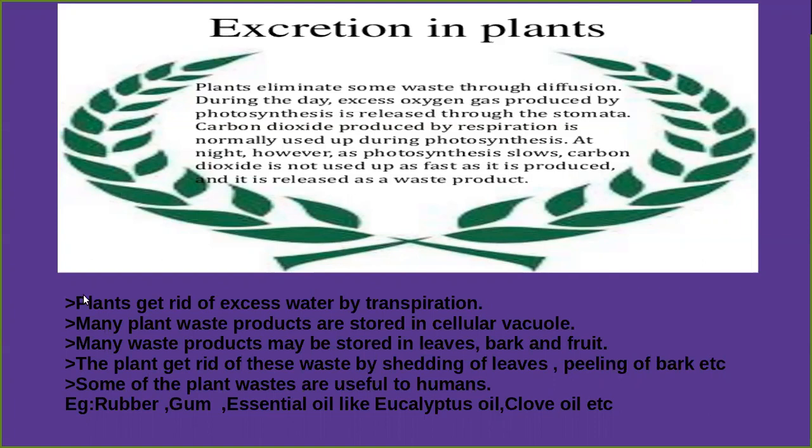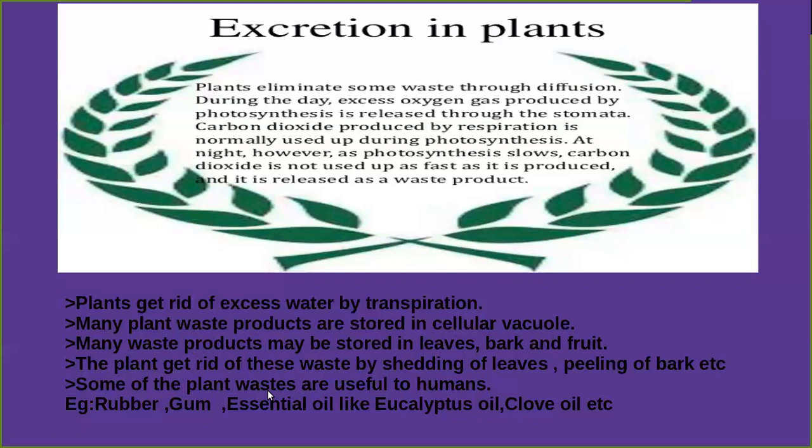And you are very familiar, plants get rid of excess water by transpiration. Do you know the meaning of transpiration? Transpiration means the excess water is converted into water vapor and released from the plant through the stomata. The process is called transpiration. Next, many plant waste products are stored in the cellular vacuole, and some of the waste products may be stored in the leaves, bark, and fruits. The plants get rid of these wastes by shedding of leaves, peeling of bark, etc.